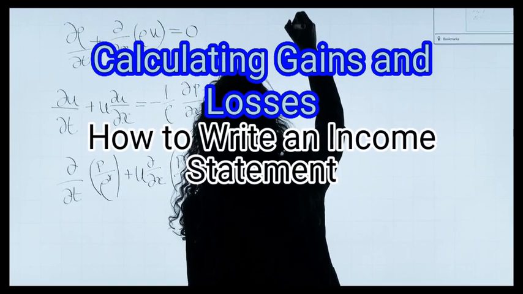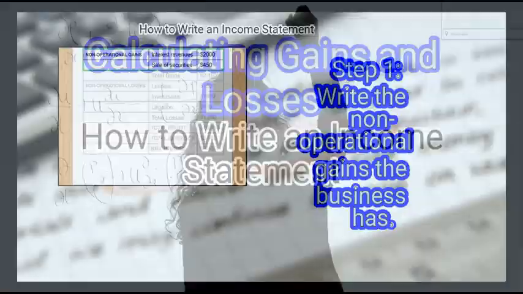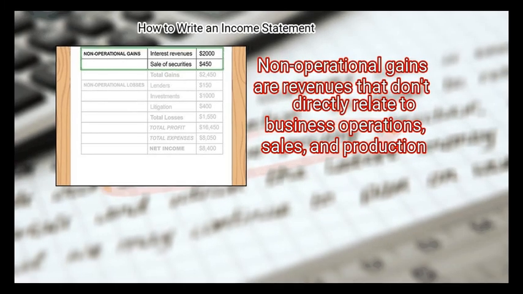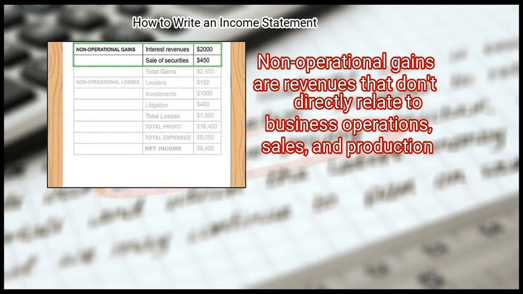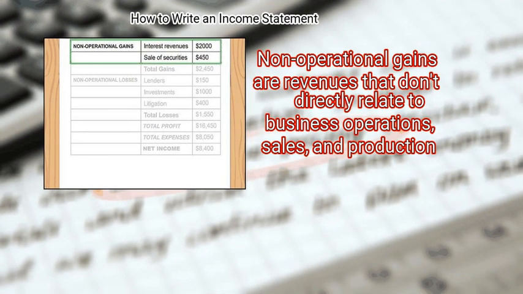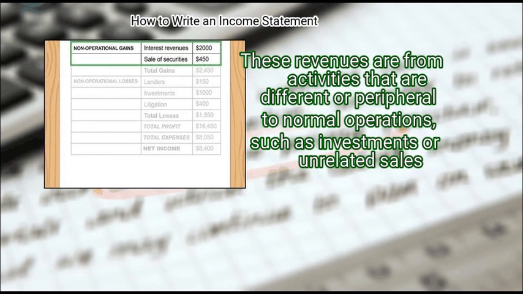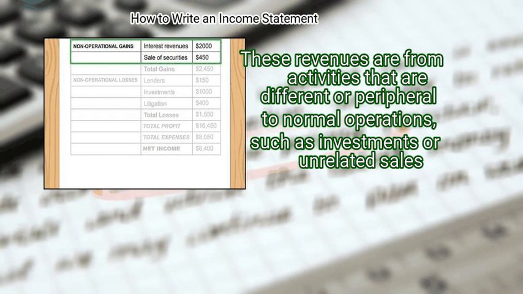Method 4. Calculating gains and losses. First, write the non-operational gains the business has. Non-operational gains are revenues that don't directly relate to business operations, sales, and production. These revenues are from activities that are different or peripheral to normal operations, such as investments or unrelated sales.